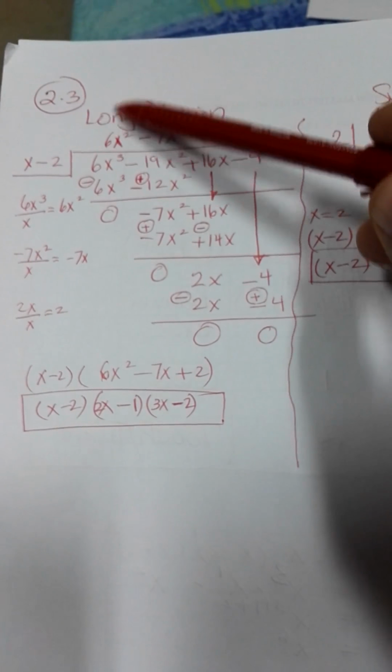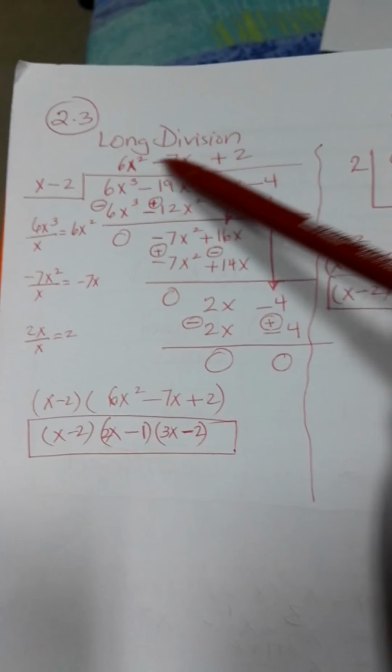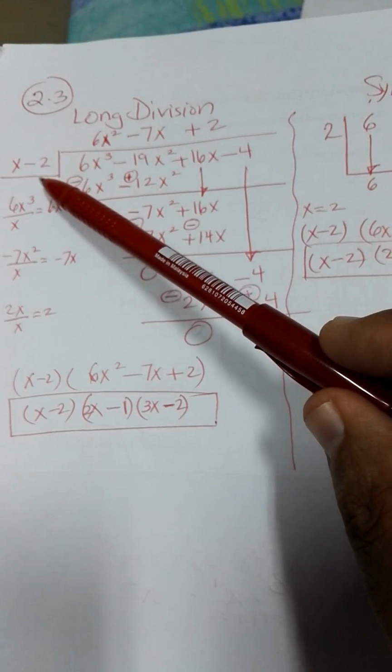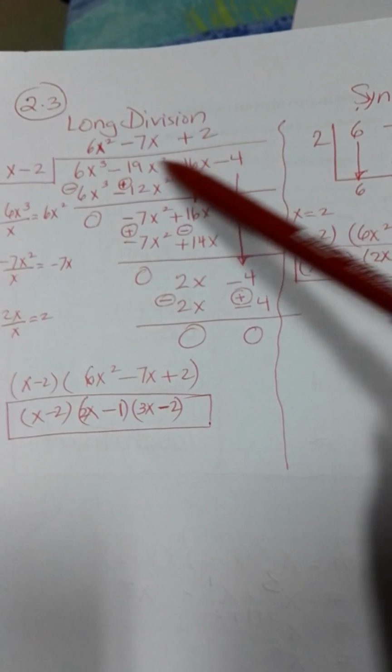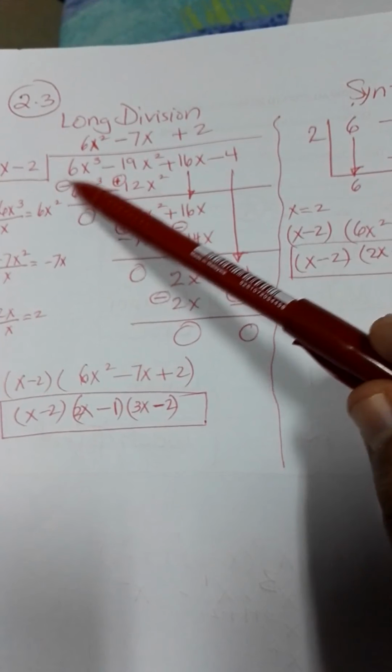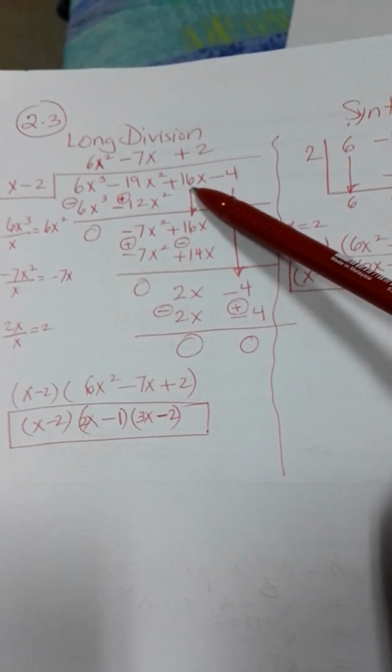For section 2.3 we have to do long division and we have to do synthetic division. So for the long division, as you can see here, we are dividing by x minus 2, and you write down the equation, which is 6x cubed minus x squared plus 16x minus 4.